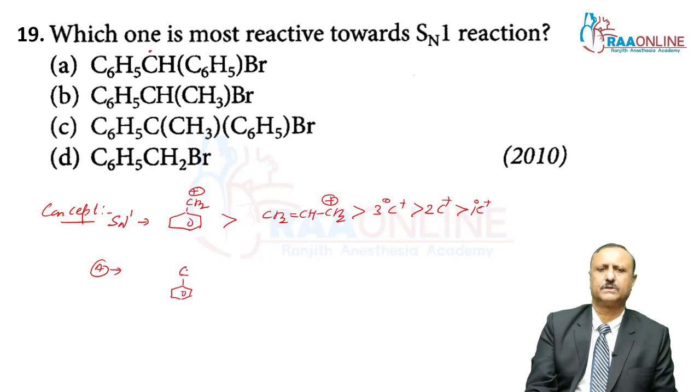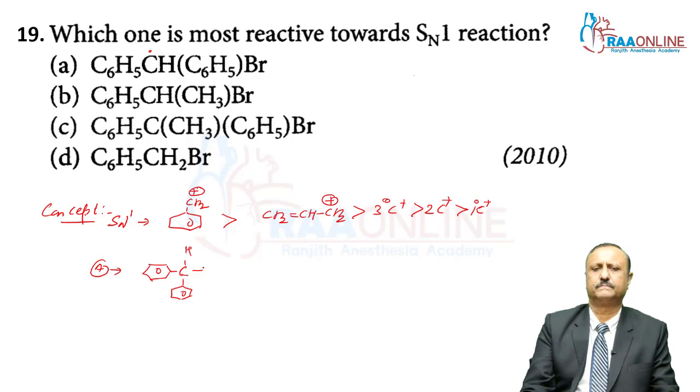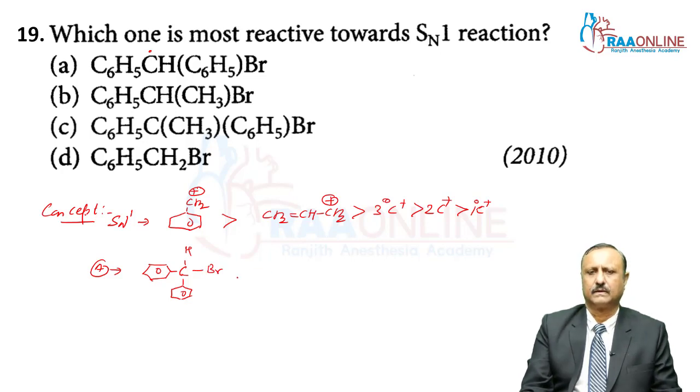Here these two benzene rings are attached with this carbon atom. Here a hydrogen atom is attached, and you can get the Br group. So when this carbon and bromine bond is broken down, you can get the positive charge present on this carbon atom.